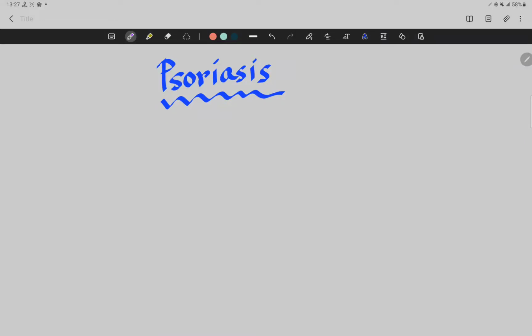So today our discussion topic is psoriasis. Psoriasis is an autoimmune disorder, and here the erythematous plaques are seen.